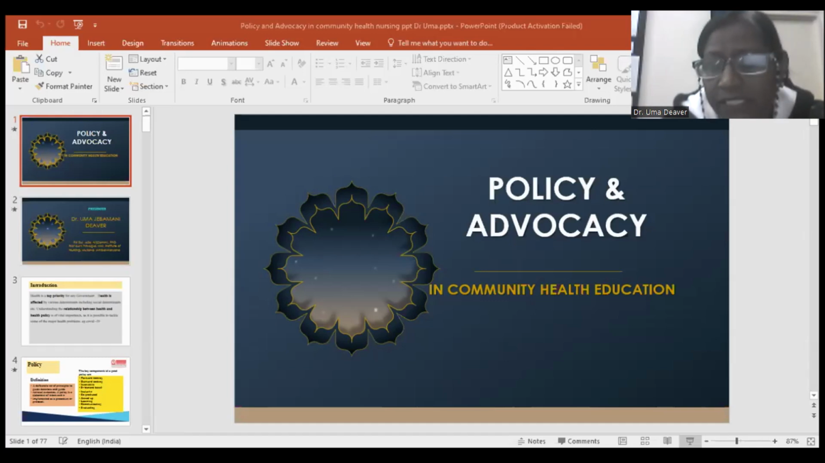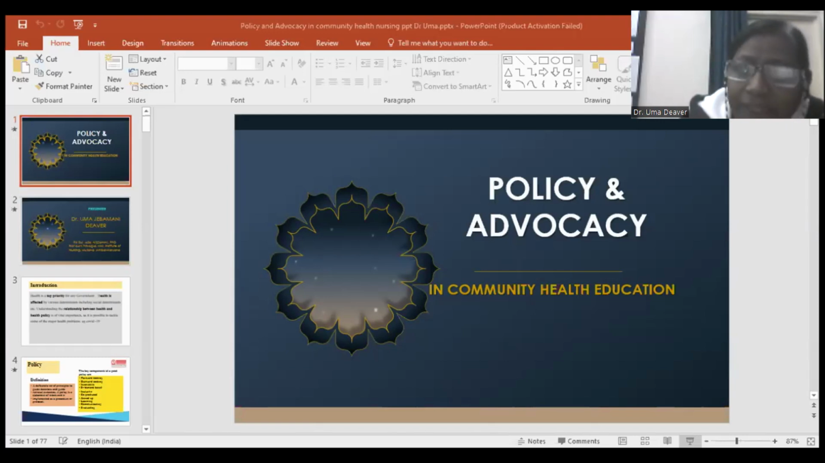And we know that COVID-19 has really updated us with all these thoughts, how much the policy had played an important role in tackling the disease. So before we start, let us just recall every information regarding what is policy and what is advocacy.